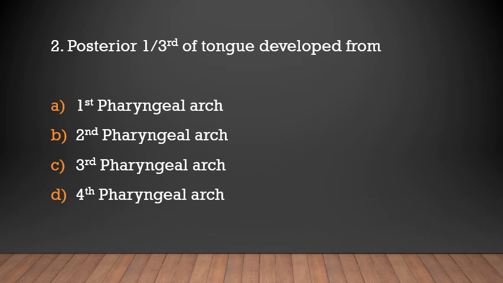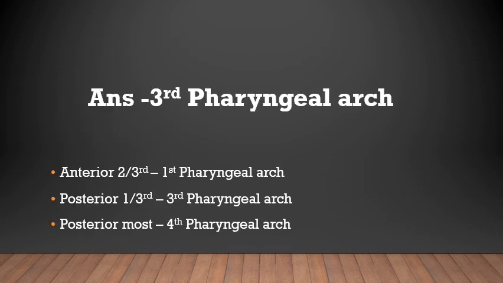Posterior one-third of tongue developed from first pharyngeal arch, second pharyngeal arch, third pharyngeal arch, fourth pharyngeal arch. Third pharyngeal arch. Anterior two-third of tongue developed from first pharyngeal arch or mandibular arch, and posterior one-third from third pharyngeal arch. Posterior most part developed from fourth pharyngeal arch.